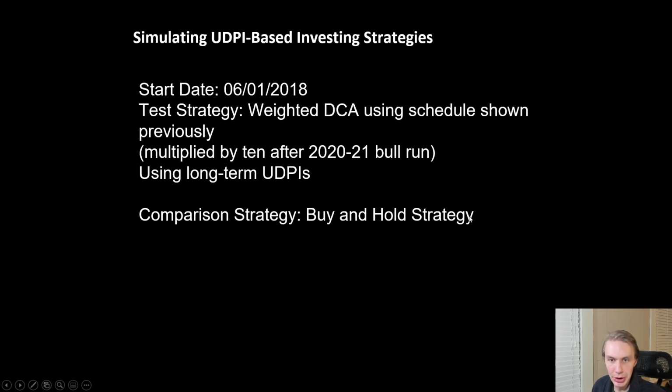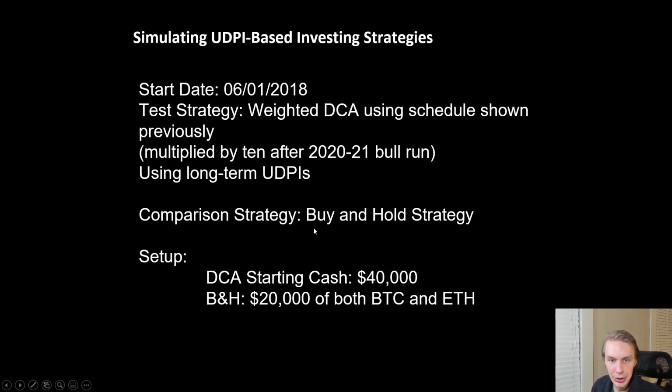What I'm going to show you first is just comparing this to a buy and hold strategy, and then down the line I'll compare this to an RSI-based strategy, but I'll get to that in a minute. The buy and hold strategy is going to work like this: on this specific day they're just going to buy in $20,000 worth of Bitcoin and $20,000 worth of Ethereum. The DCA person is just going to start with $40,000 on the sideline that they'll then invest based on this DCA schedule. So that's the way the setup is going to work.